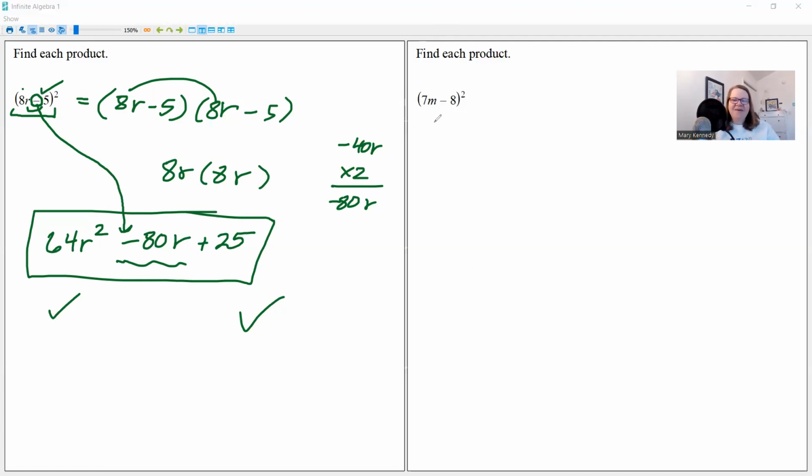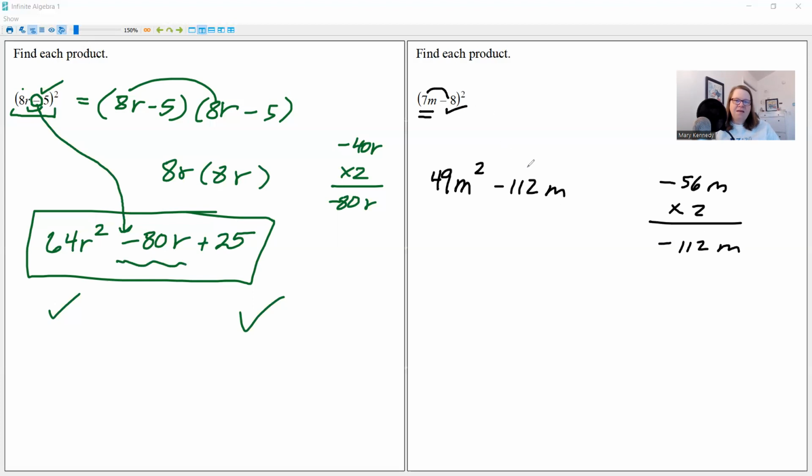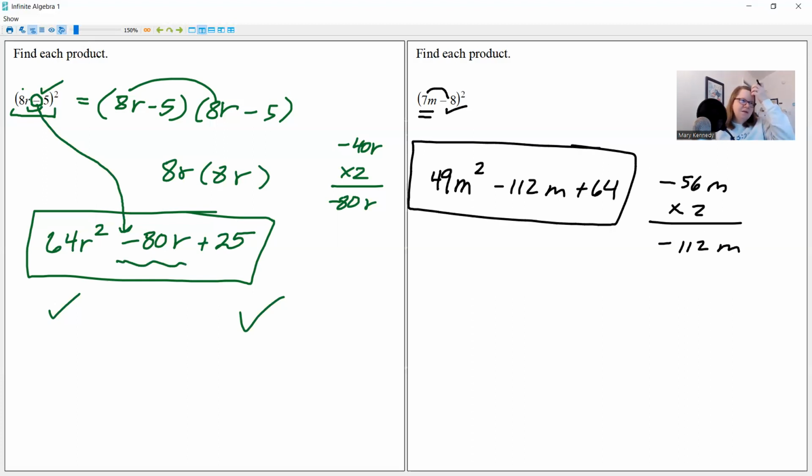All right, so we're going to square the first term. So 7 times 7 is 49. m times m is m squared. And then multiply these together. 7 times -8 is -56, and that's got an m on it. Times 2 is -112. That's the middle term. And then 8 squared is 64. -8 times -8 is positive 64. And so there we go.